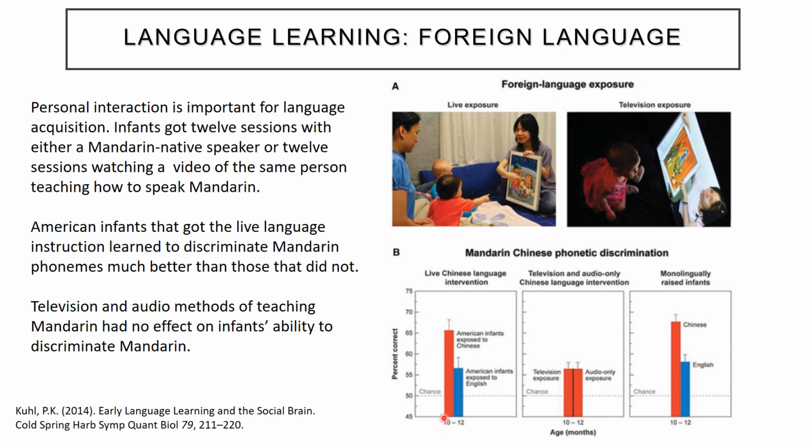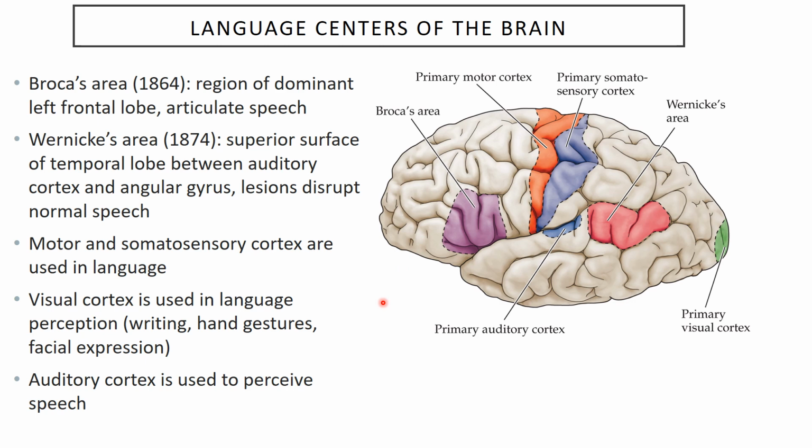So just 12 sessions of Mandarin instruction at the ages of around 10 to 12 months increases these children's ability to process and identify. Now that we've learned a little bit about how humans acquire language, now we're going to talk about some of the underlying neural pathways that are involved in processing language.